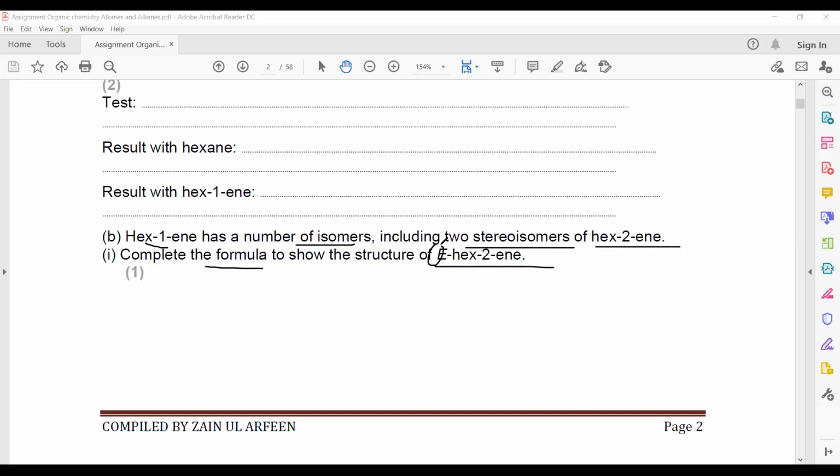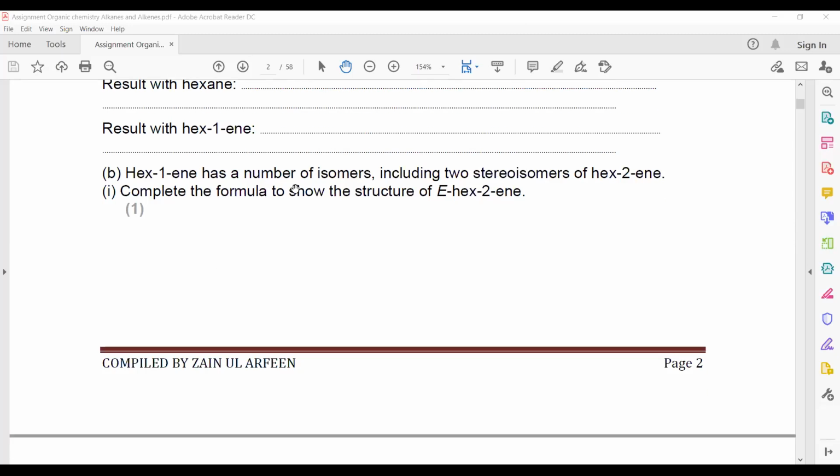So E-hex-2-ene means we have to draw the geometrical isomer in which the heavy groups are on opposite sides. So first, to draw this, we can draw C double bonded with C. You can use a wedge and a dash to explain this, or you can just draw arrows to show the direction of the bond. It's up to you. Both ways are acceptable.